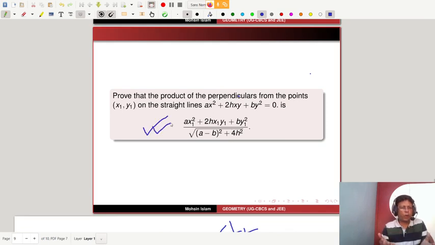So that is the problem where you can find the product of perpendiculars from the point x1, y1 on the straight lines. That is how you can solve so many problems in pair of straight lines using these beautiful results. These are the important results. You can use these results and theorems in solving pair of straight lines problems.